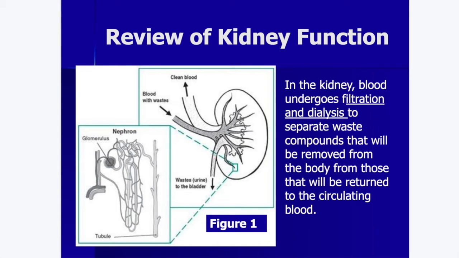In the kidney, blood is going to go through filtration and dialysis, which separates the waste compounds that will be removed and become part of your urine, as well as returning substances to your blood that should remain within your blood. So you would have blood with waste going through the renal artery into the kidney. That blood gets passed through the glomerulus and filtration happens with the nephron. And then clean blood leaves the kidney through the renal vein.